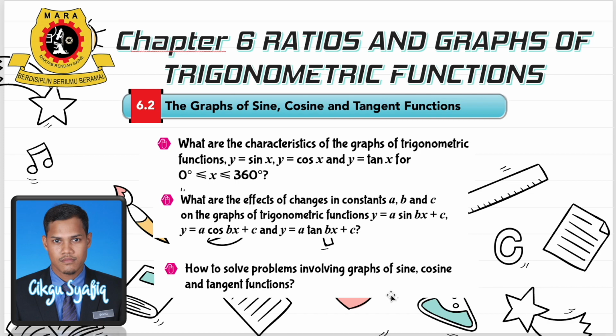So we are going to continue with 6.2, the graphs of sine, cosine and tangent function. In this subtopic, we are going to learn the characteristics of the graphs of trigonometric functions y equals sine x, y equals cos x and y equals tangent x, for the domain from 0 to 360. We are also going to learn the effects of the changes in constants a, b, and c on the graphs of trigonometric functions, y equals a sine bx plus c, and also cos and tangent functions. And also you're going to see how to solve problems involving graphs of sine, cosine, and tangent functions.